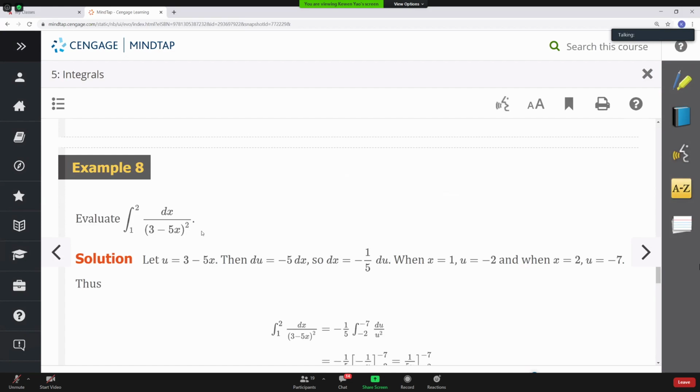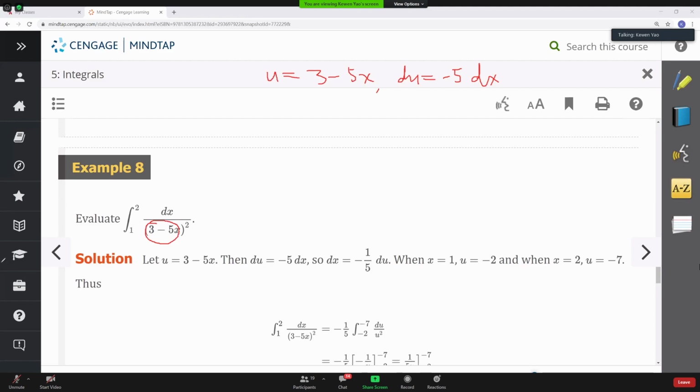Number 8. Let's solve this. Same idea: u equals 3 minus 5x. What's next? Solve for du. du is -5 times dx, because the derivative of the constant is 0 and the derivative of -5x is -5 dx.